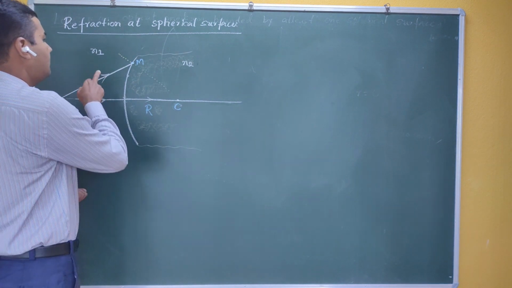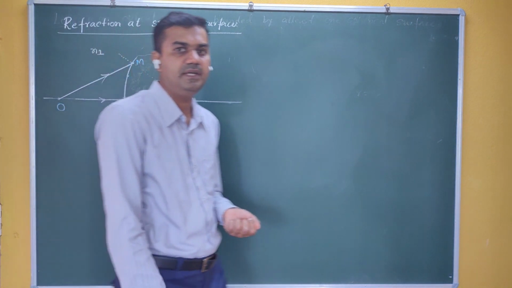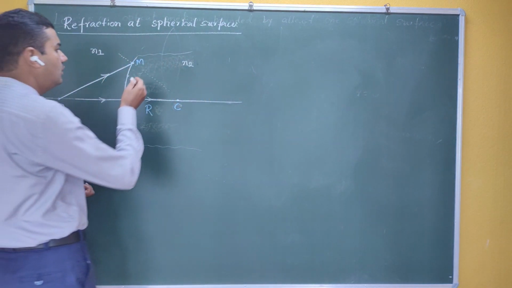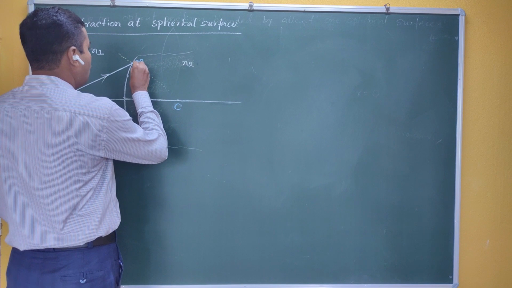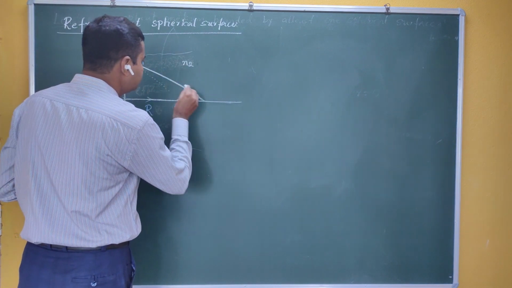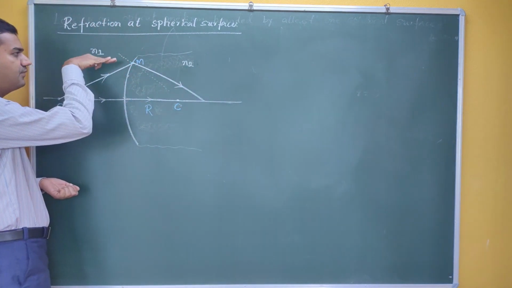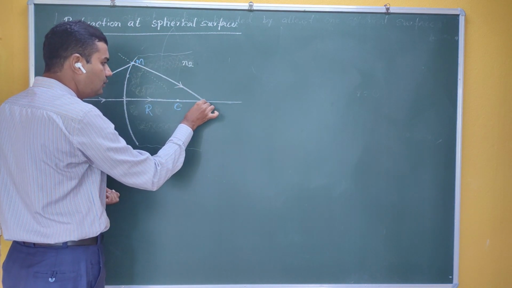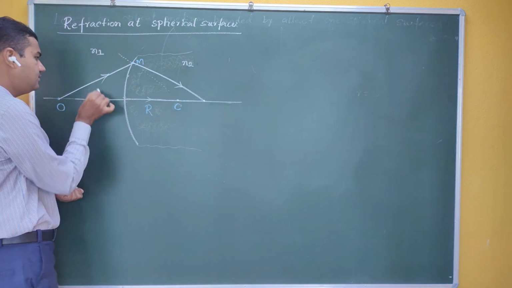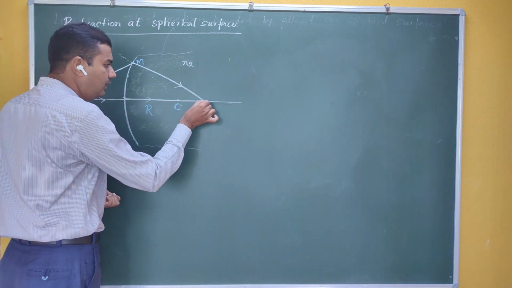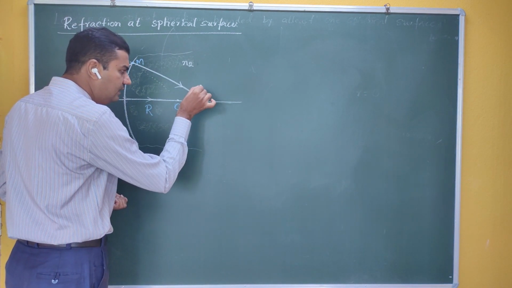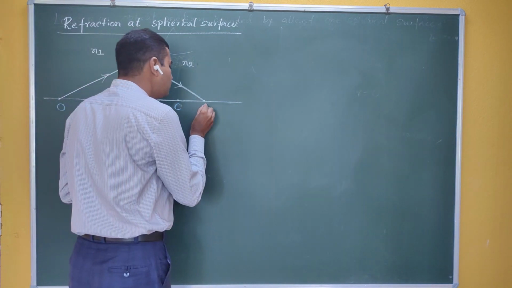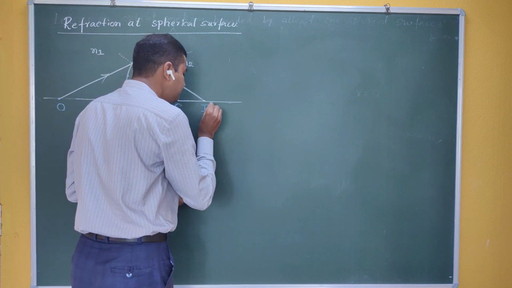You know that when light travels from rarer medium to denser medium, it bends towards the normal. So it bent towards the normal. As it bent towards the normal, you can see this particular light gets refracted, and finally it is going to coincide. These two rays which are coming from an object both are going to intersect at a particular point on the principal axis. That point is called the image.